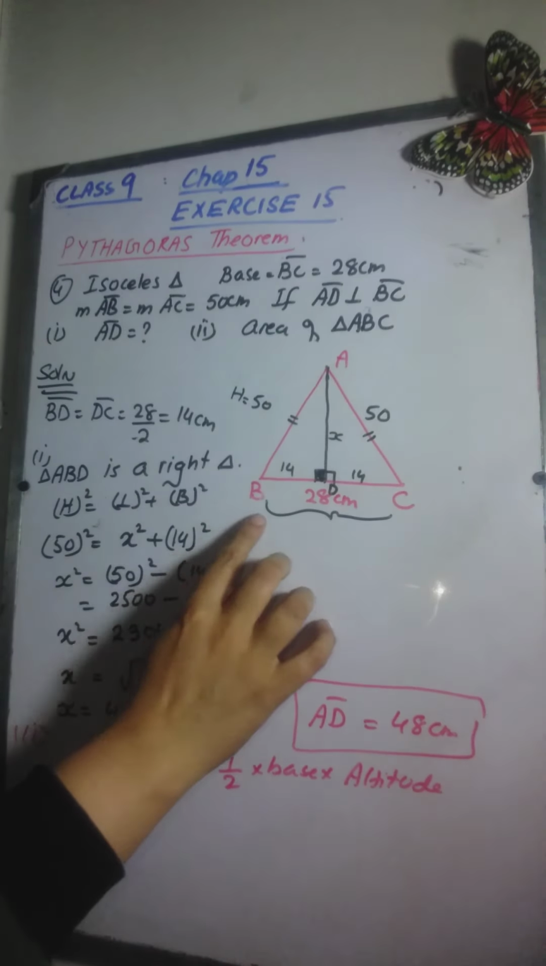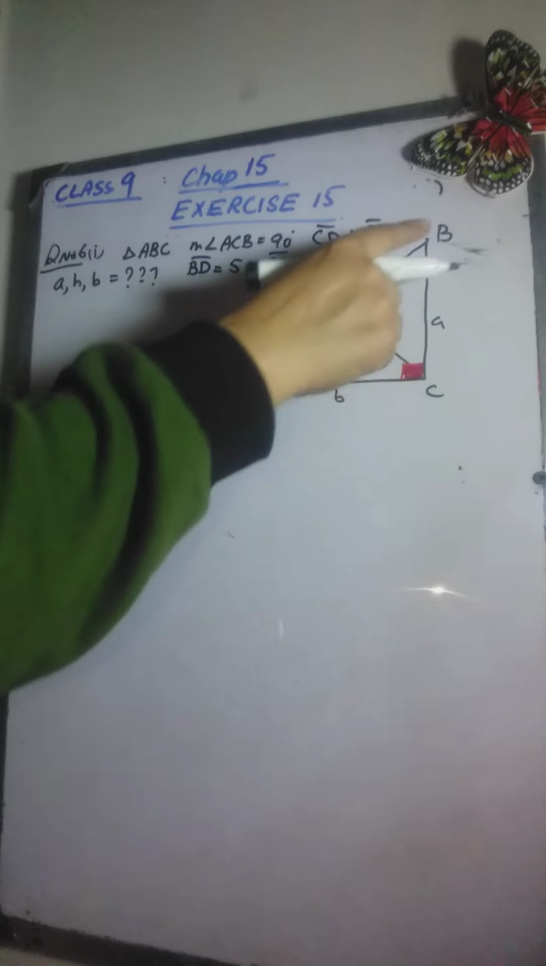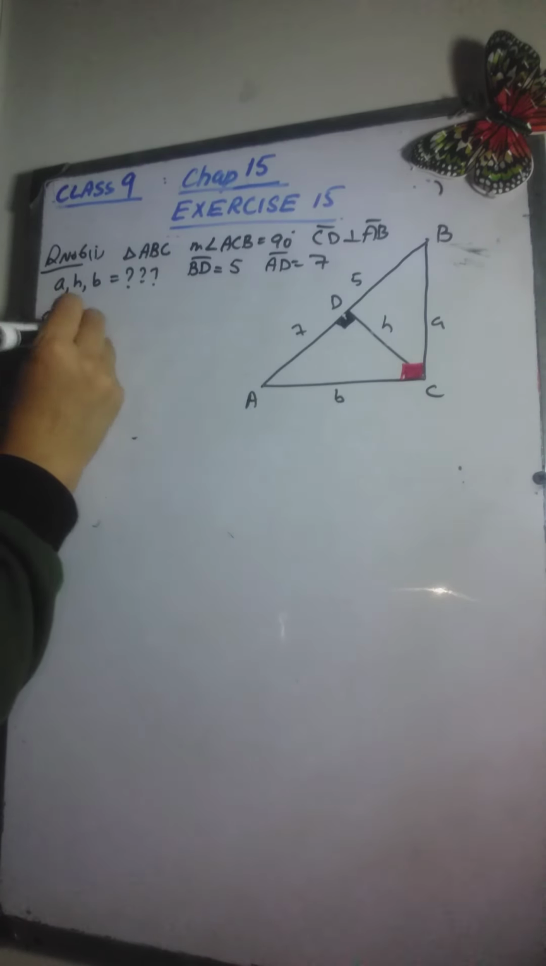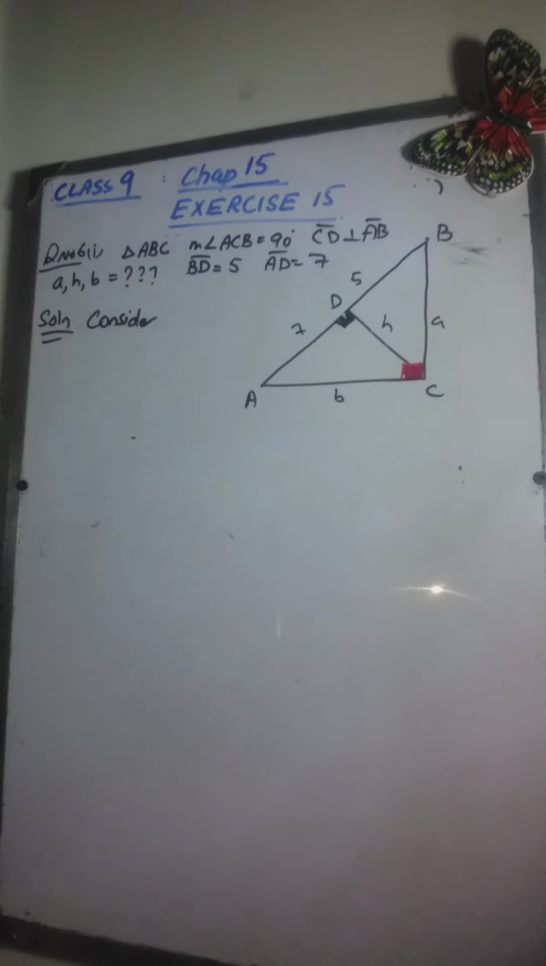So we have to find h, a and b. We will try to find h first, because once we have h we will be able to find a, because this is a right triangle and we can easily apply the Pythagoras theorem. Same is the case over here. This is also a right triangle. If we find h first, then this can solve our problem for a and b also. So first of all, consider the triangle.